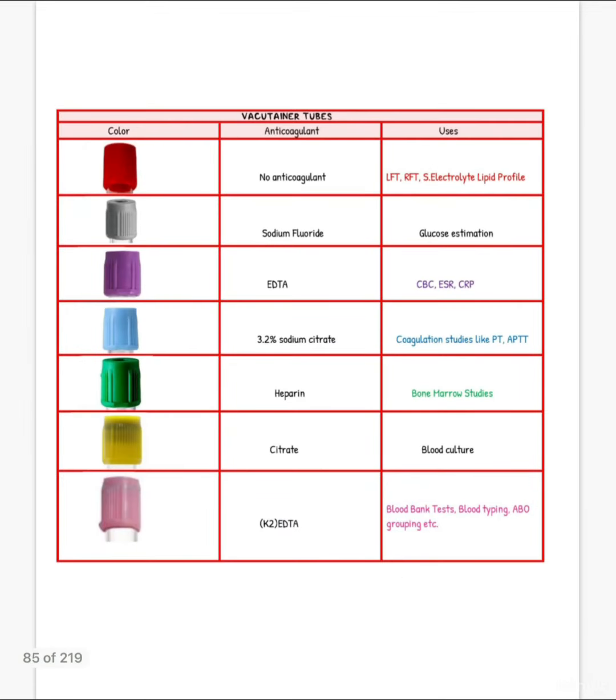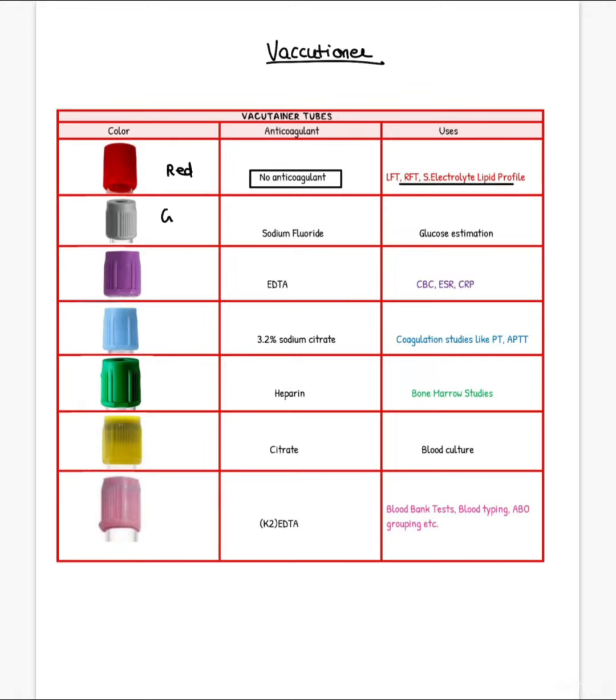First of all, the most important thing that gets frequently repeated is the vacutainers concept. What is the color coding of the vacutainers and what do you keep in them? That is very important. First of all, you have the red color vacutainer that does not have an anticoagulant. Be very sure, red has no anticoagulant. It is very commonly used, which you see in your lab daily, in your clinics, ward rounds: LFT, RFT, serum electrolytes, lipid profile.